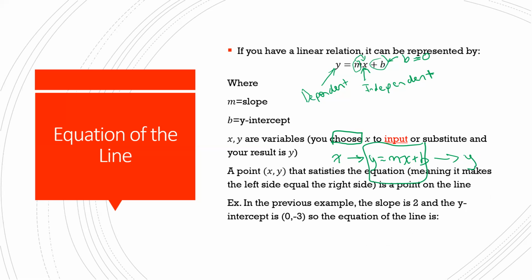So in the last example, kind of connecting this all together, we noticed that the slope was 2 and the y-intercept was -3. So our equation, all we need to do is kind of piece this together.